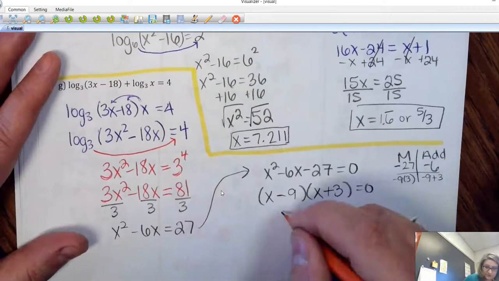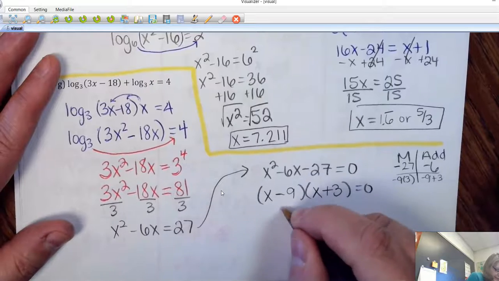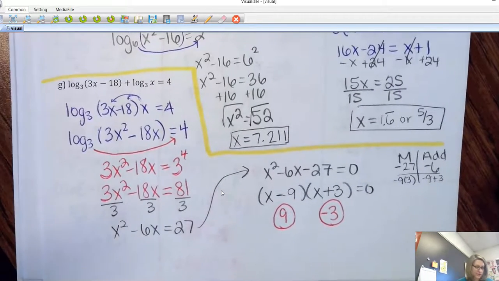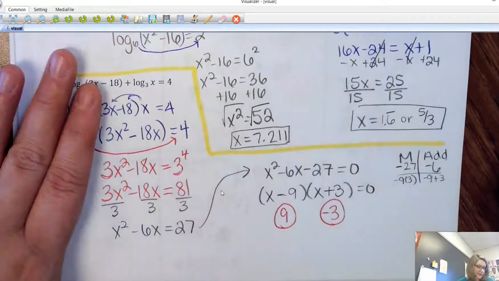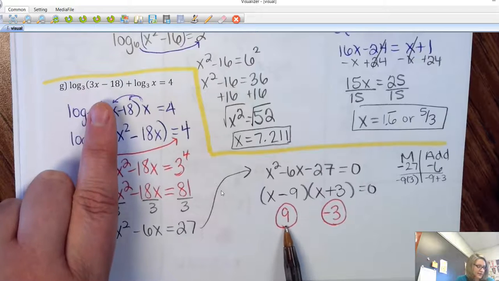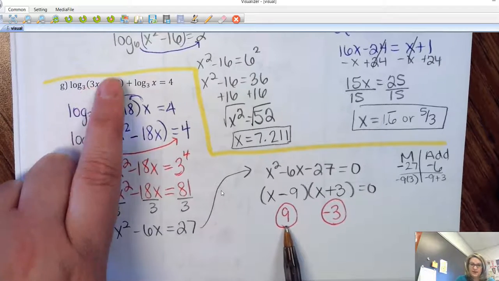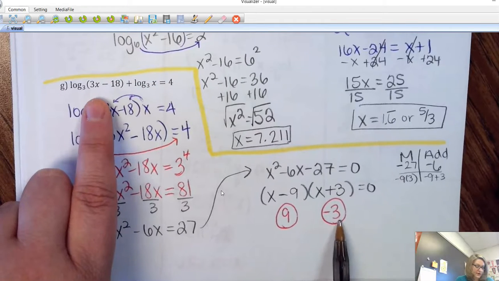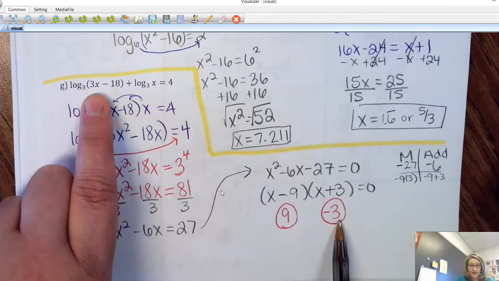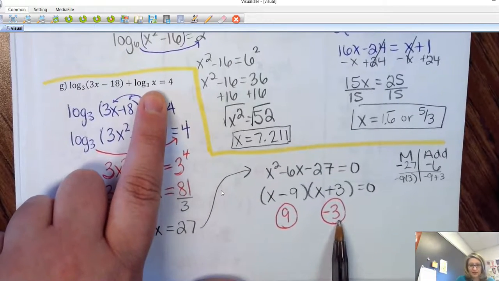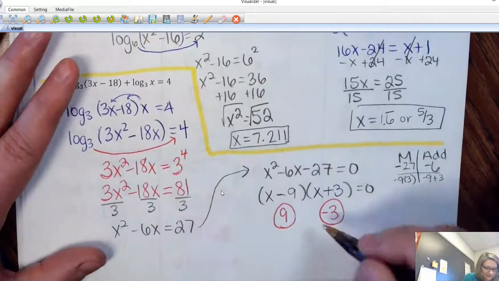My two potential answers here are 9 and -3. And I'm just going to do a quick spot check in the original problem. Just make sure you're not taking the log of a negative number. If I plug in 9 here, we'd get 27 minus 18, we'd be fine. Log of 9, fine. Now here, if I put in -3, that's going to give me -9 minus 18, which would take the log of a negative. Also, here, log base 3, if I plug in -3, we can't take the log of a negative number.